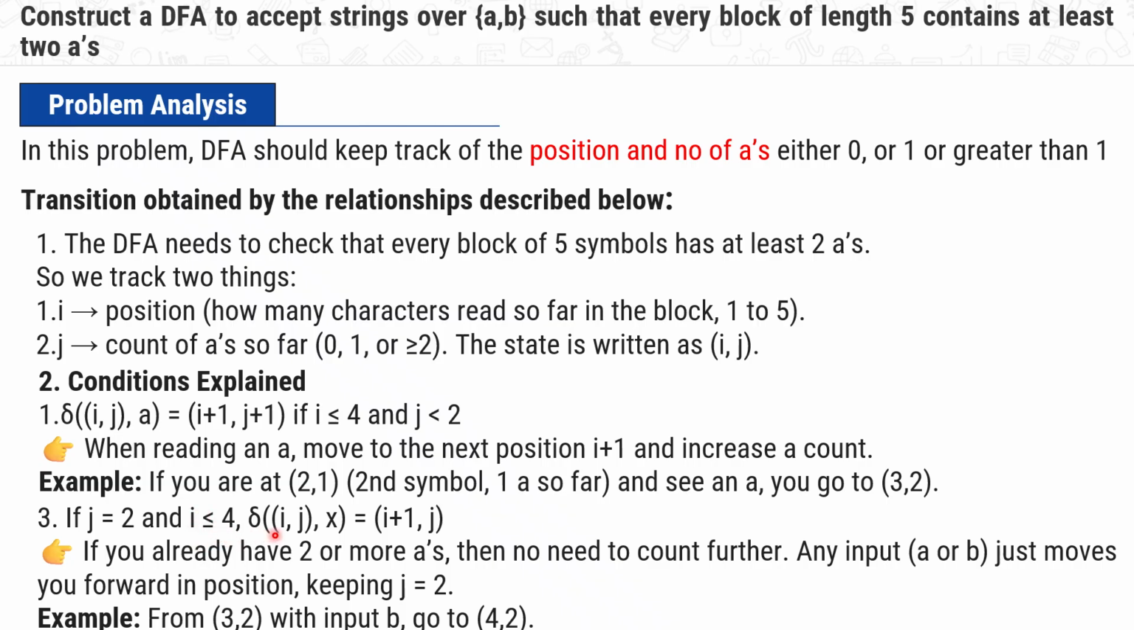Then you have to define the condition like this. Delta(pi, j, x) where x is either A or B input. That means (i+1, j). j is not going to increase because the number of A's is already 2 in that particular block. If you already have 2 or more A's, then there is no need to count further. Input either A or B, just move forward in position keeping j equal to 2.